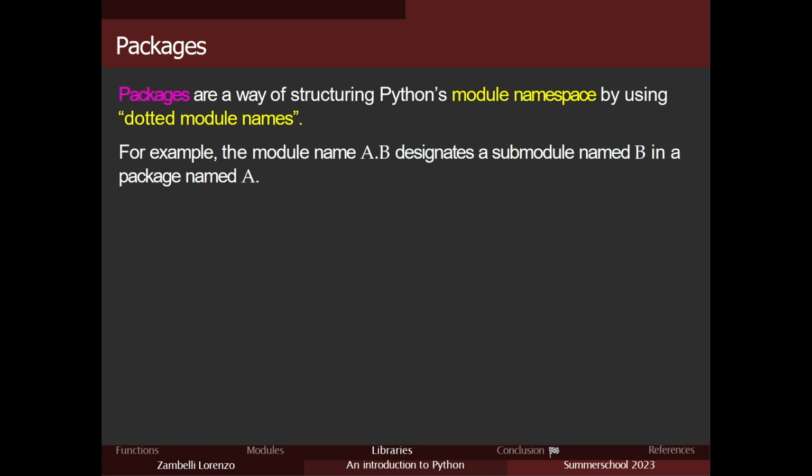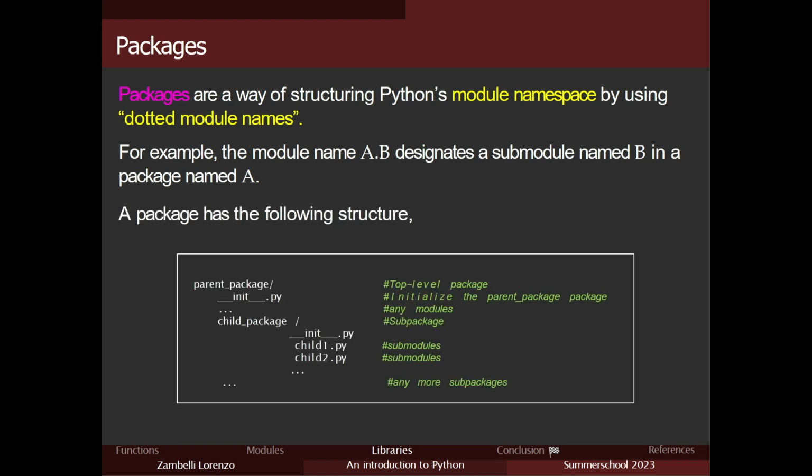When you have multiple modules inside the package, you always use the dot between the name of the package and then the module that you would like to use. So, for example, the module name a.b is the submodule b in package a. That's clear.